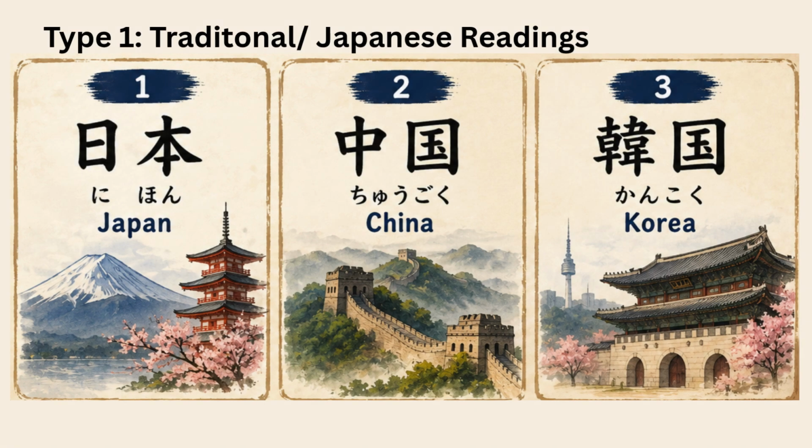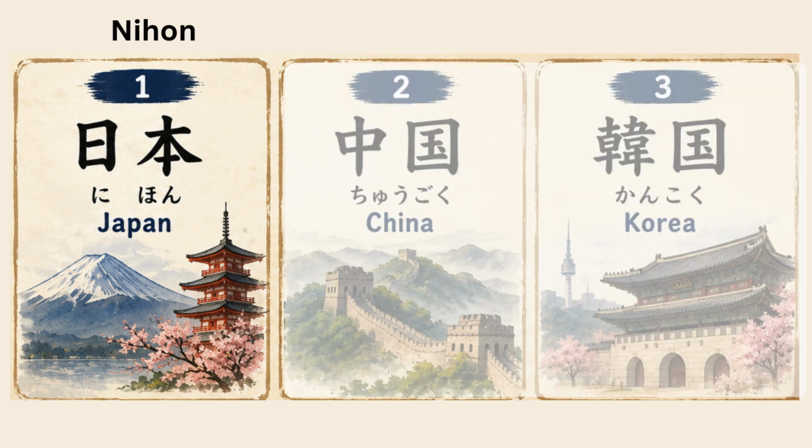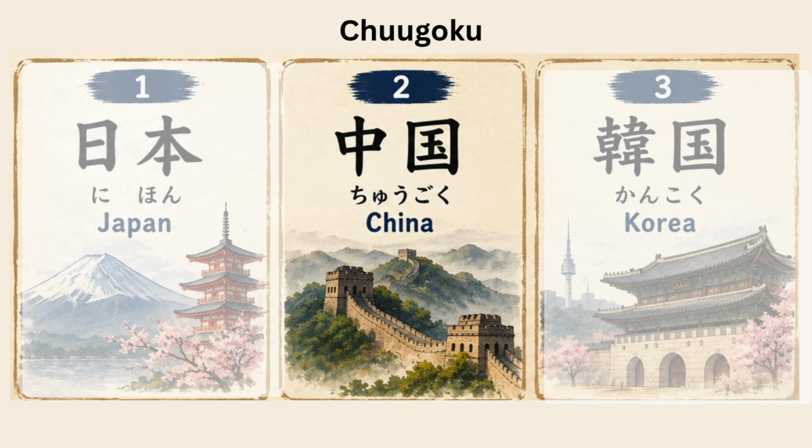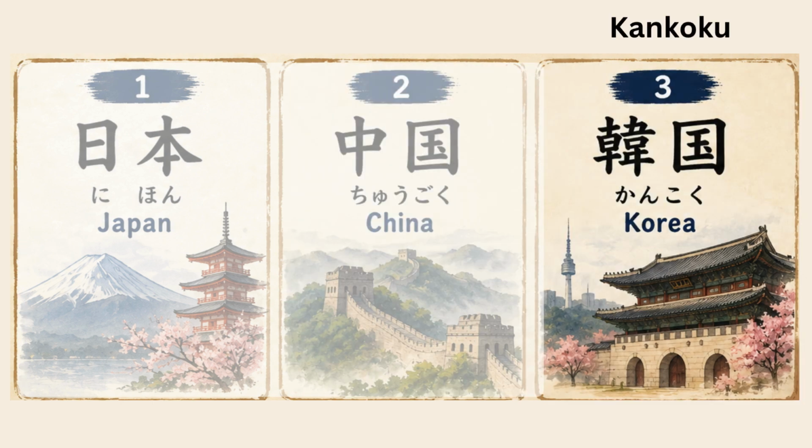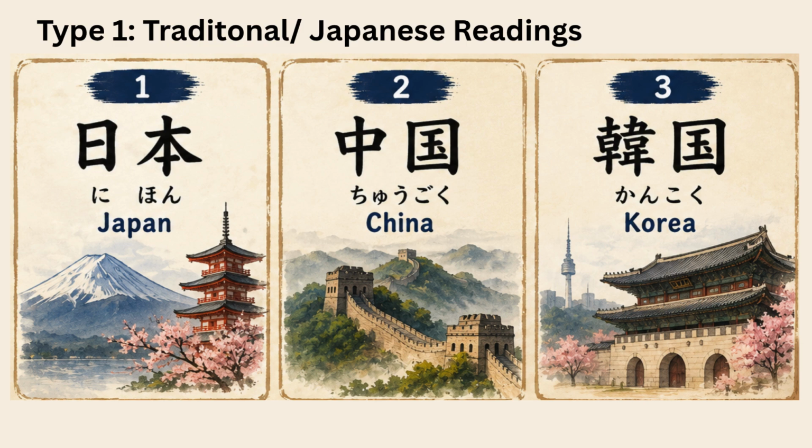First, here are some examples of traditional or adapted names. Nihon, Japan. 中国, China. 韓国, South Korea. These are commonly written in hiragana or kanji, not katakana.